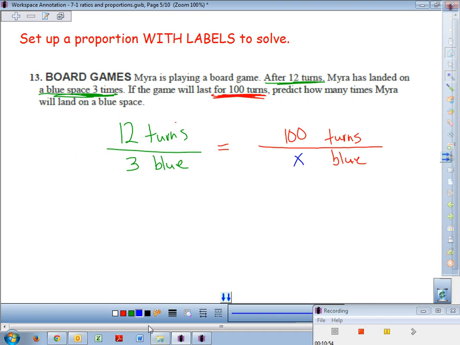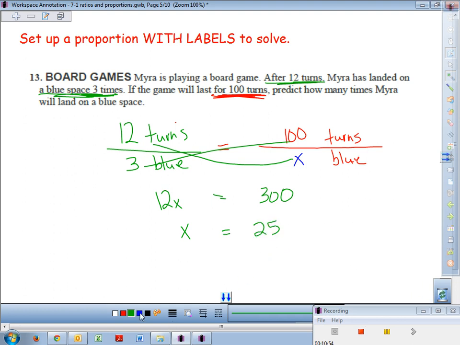Now to solve it, you just cross multiply, and we could care less about the labels at this point, but we needed the labels to make sure we had the 12, the 3, and the 100 all in the right place. So we'll cross multiply. 12 times x is 12x, and 3 times 100 is 300. And then we will divide both sides by 12 and realize that x equals 25.